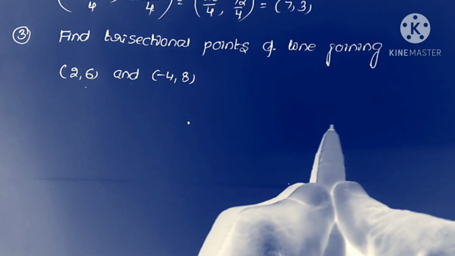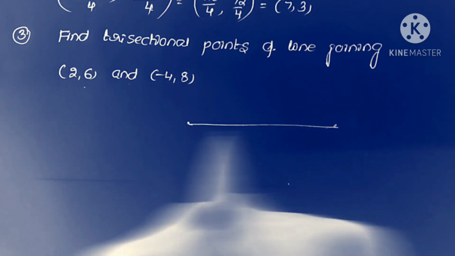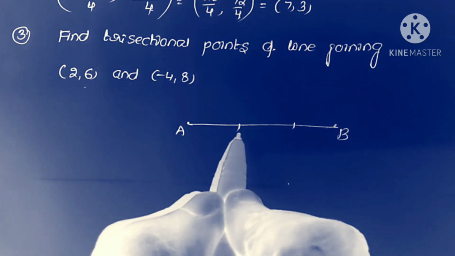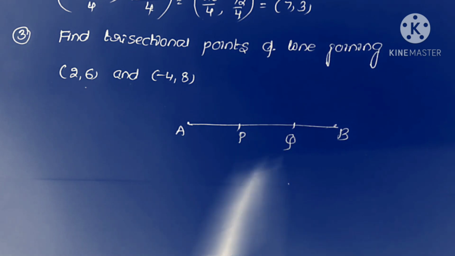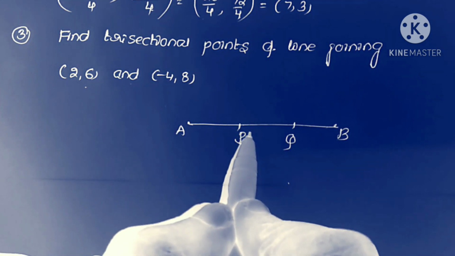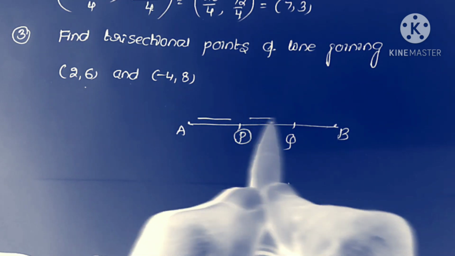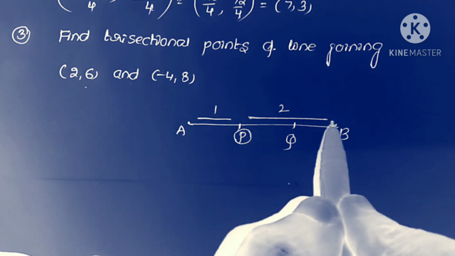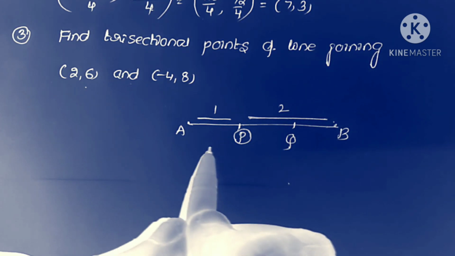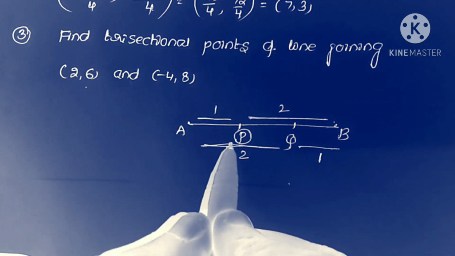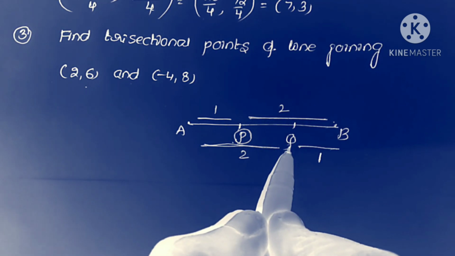Next one: find the trisectional points of the line segment joining the points (2, 6) and (minus 4, 8). What are trisecting points? Trisectional points are the points which divide the line segment in the ratio 1:2 and 2:1. The point P divides the line segment in the ratio 1:2, and the point Q divides the line segment in the ratio 2:1. Now we want to find these two points.